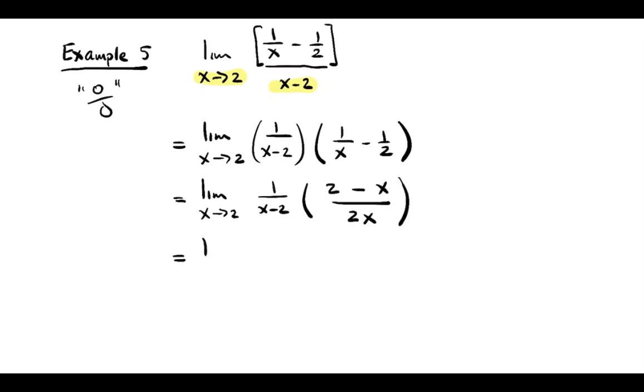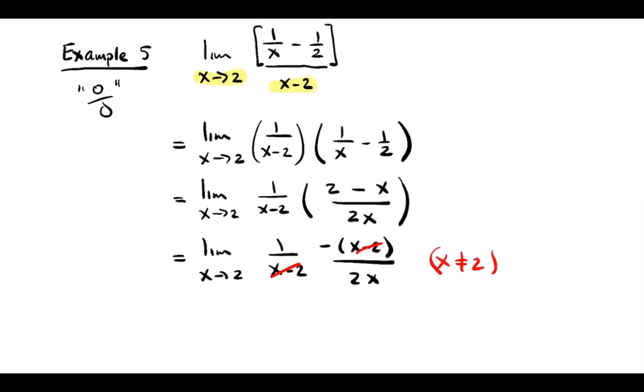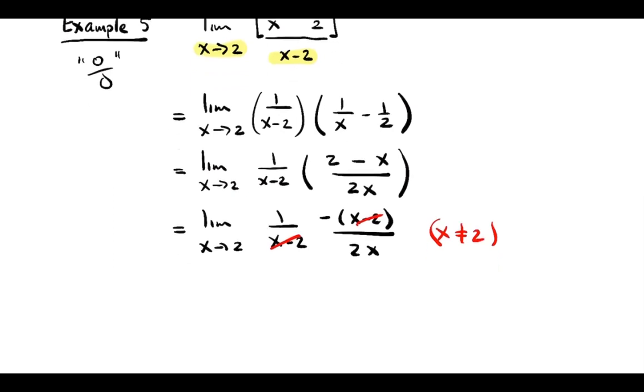And now, well, you can probably already see it, but I'm going to write it explicitly. This 1 over x minus 2. 2 minus x is just the negative of x minus 2. So now we can see finally that pesky factor that was causing everything to be 0 cancels. If x is not equal to 2, x minus 2 over itself is equal to 1.